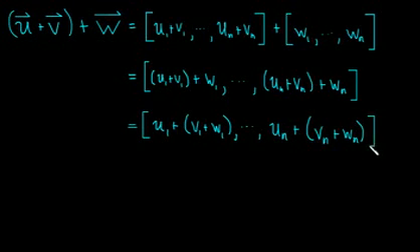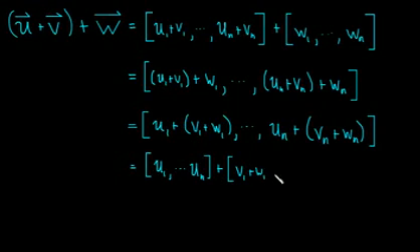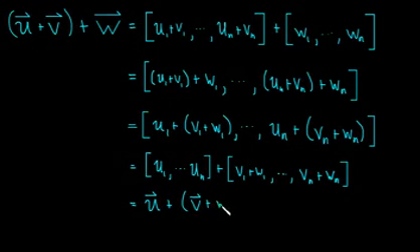And we're almost done. And now we can break this up into the vector u1 all the way to un, plus the vector v1 plus w1 all the way to the end, vn plus wn. And this, of course, is just u plus (v plus w). And so we've proved that vector addition is associative.